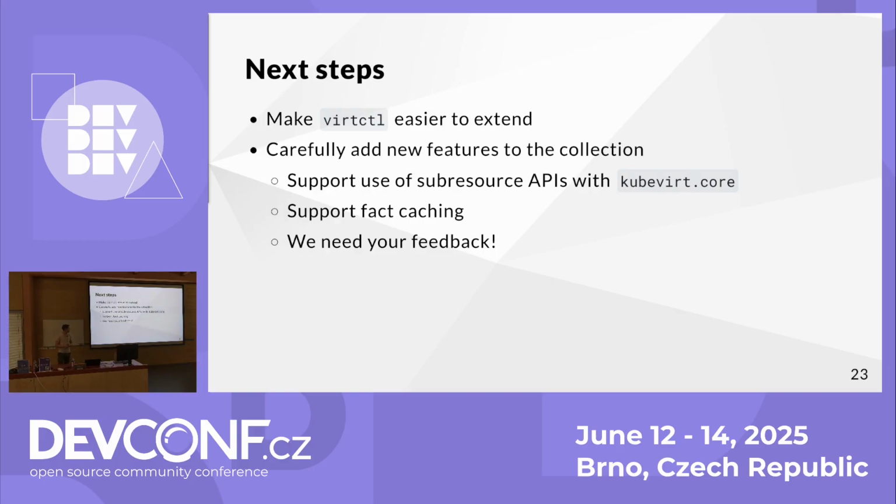All right, last slide. So some next steps. We still want to make virtctl a little easier to extend, so there are some refactorings required for that. And then we want to carefully add new features to the collection. So first would be the support of sub-resource APIs with kubevirt.core. I told you about run strategies, and those are best used in combination with sub-resource APIs, so you could start, stop, restart your VM. Then we want to support fact caching to better support large environments. This is also a little bit depending on Ansible still.